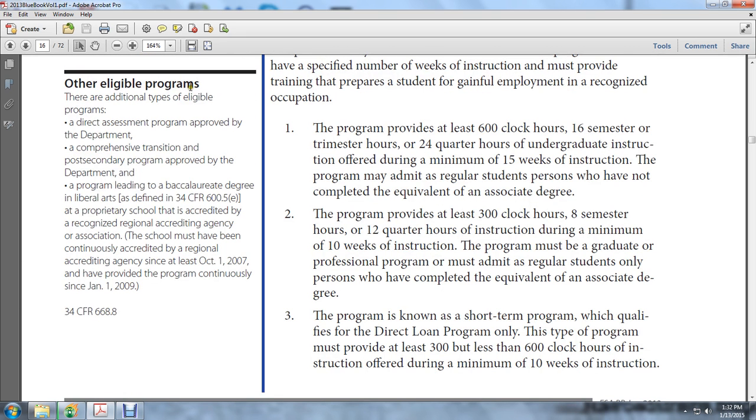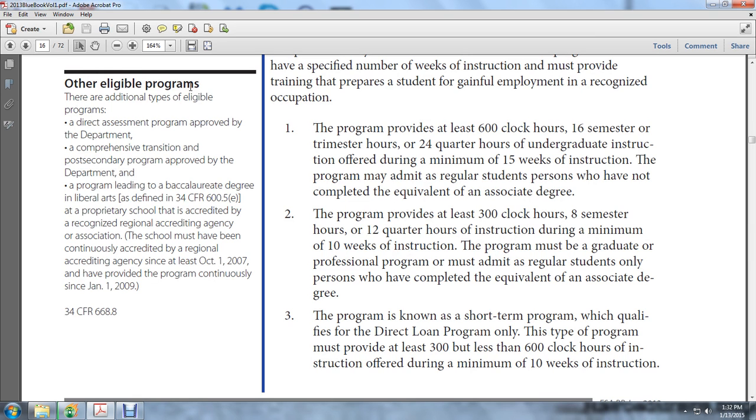Other eligible programs: in addition to the eligible programs, a direct assessment program approved by the department, a comprehensive transition and postsecondary program approved by the department, and a program leading to a baccalaureate degree in liberal arts as defined in Title 34 Code of Federal Regulations 600.5.